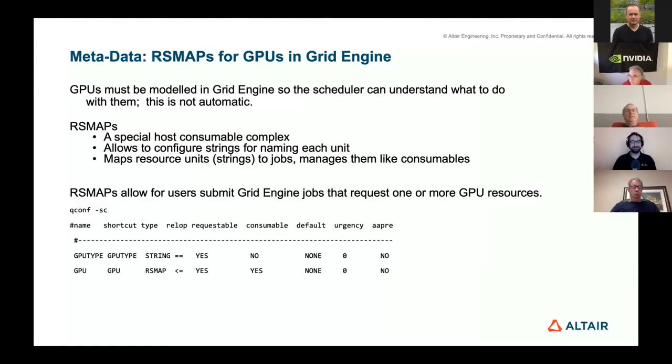And what RSMAPs are, as you can see from this slide, is it's really an enhancement to Grid Engine to provide a host-based, what we call a consumable resource complex. Probably didn't tell you much, but basically it's a way of describing, putting labels on the GPUs on each host, and then allowing those labels to be used by the scheduler so it can allocate jobs to those GPU resources. So, as you can see, you can request one or more of these when you're submitting your work into the system.